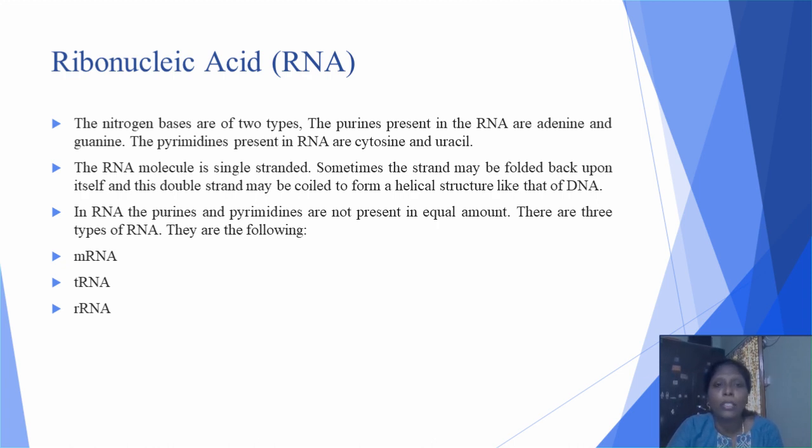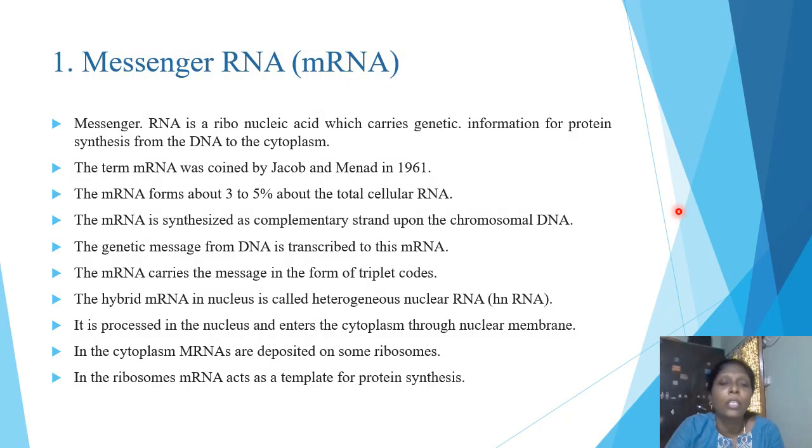The RNA molecule is single stranded. Sometimes the strand may be folded back upon itself, and this double strand may be coiled to form a helical structure, like that of DNA. In RNA, the purines and pyrimidines are not present in equal amount. There are three types of RNA. They are mRNA, tRNA, and rRNA. mRNA is nothing but messenger RNA, and the tRNA is nothing but the transfer RNA, and rRNA is nothing but the ribosomal RNA.